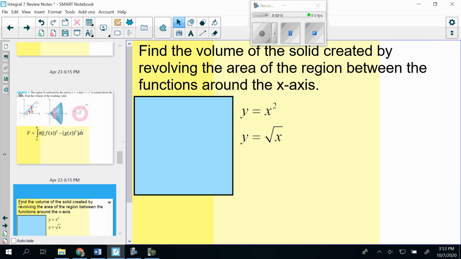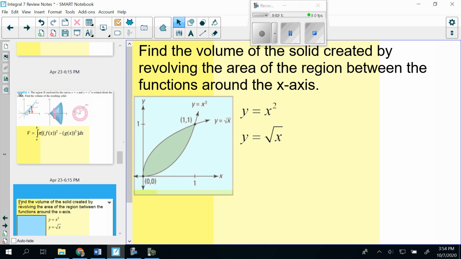Find the volume of the solid created by revolving the area of the region between the functions around the x-axis. So first thing, let's graph that out. On your calculator, why don't you pause the video, try graphing, just practice it and see what your graph looks like. All right, let's take a look. You should have gotten a graph that looked something like that. You might see more of it on your calculator. But the part where we have these functions intersecting looks like between 0 and 1 here.